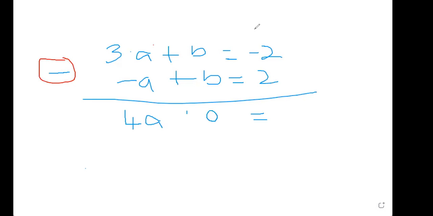What did you get there? -4. So what is the difference now? So we're going to have 4a equals what? -4, right? Can you simplify that for me? A equals what now? 4a equals -4. A equals -4 divided by 4. Remember, we're not going to throw away the 4 in front of a.